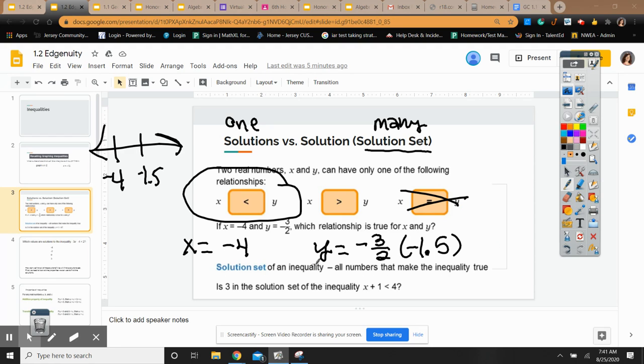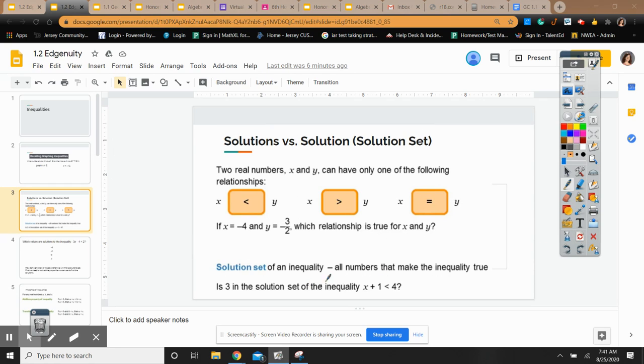Okay, the solution set of an inequality is all the numbers that make this true. So let's look at this one. They're asking, is 3 a solution to this? So you have to say, is it part of the solutions? Well, is 3 plus 1 less than 4? The answer is no, it's equal to 4. So it would not be part of the solution set, and it would not be in the picture of the graph when we are done.